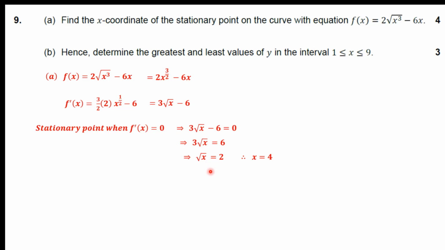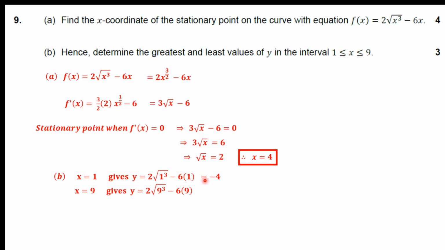Now, that is the first answer, x equals 4. Second one says, determine the greatest and least values of y in this interval for x. So let's take the 2 endpoints. When x equals 1, that will give us y, if we go back to this equation, it's 2 times the square root of 1 cubed, take away 6 times 1. That's 1 times 2, take away 6 is negative 4. Let's do the same for the other end, which is the bigger value for x, and it gives you x equals 9. Now, we just put 9 into that equation there for x.